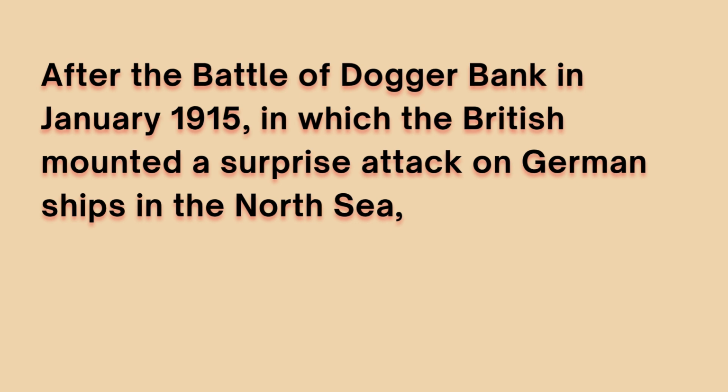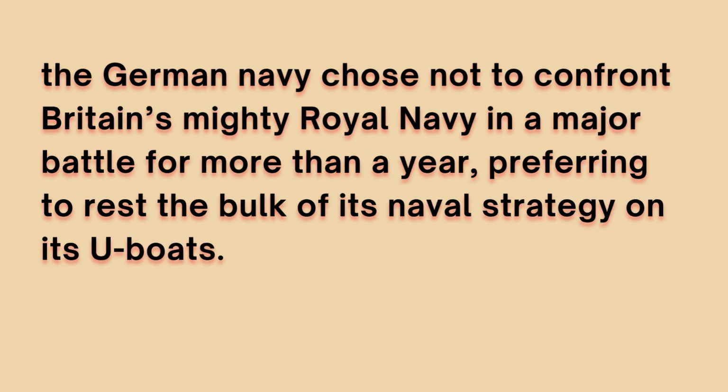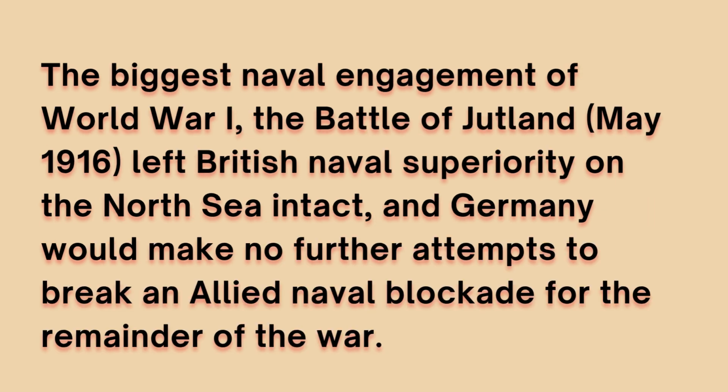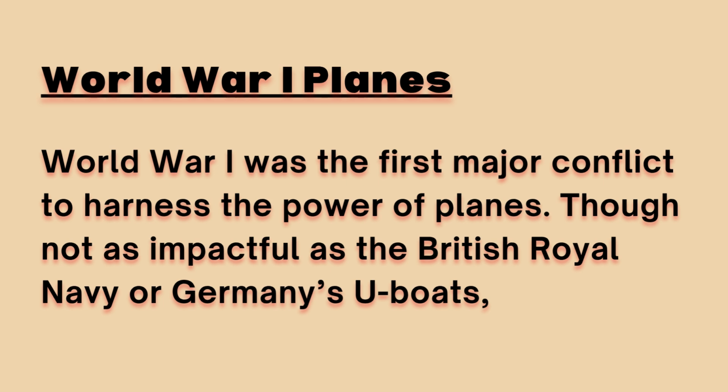After the Battle of Dogger Bank in January 1915, in which the British mounted a surprise attack on German ships in the North Sea, the German Navy chose not to confront Britain's mighty Royal Navy in a major battle for more than a year, preferring to rest the bulk of its naval strategy on its U-boats. The biggest naval engagement of World War I, the Battle of Jutland, May 1916, left British naval superiority on the North Sea intact, and Germany would make no further attempts to break an Allied naval blockade for the remainder of the war.